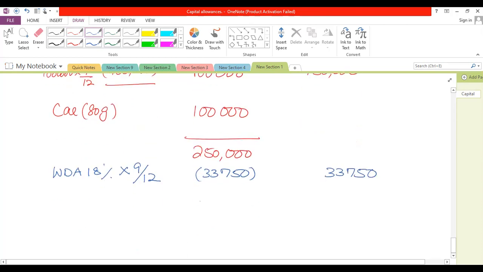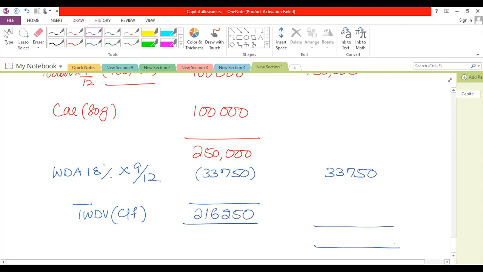So in this way, the total of the pool is 216,250, and the allowance total is 7,83,750.